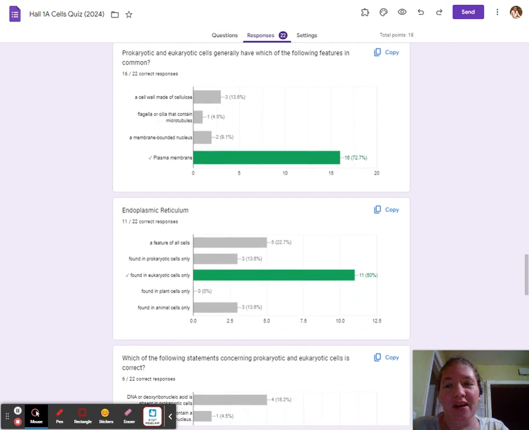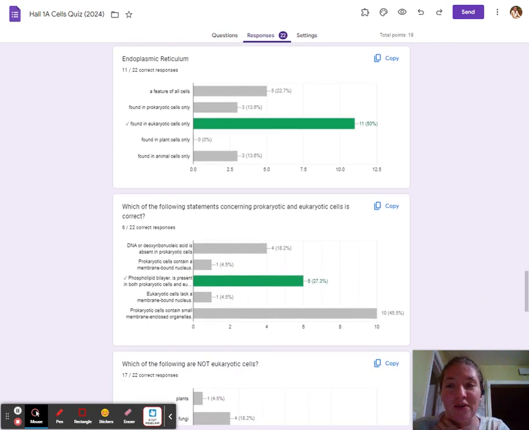All right, our prokaryotic and eukaryotic cells generally have which features? So they all have that plasma membrane. Not all cells have the cell wall. Only animal cells have the flagella. Only plants and animals have a membrane-bound nucleus, so that's not our prokaryotes. Only the cell membrane, that plasma membrane, is in both.